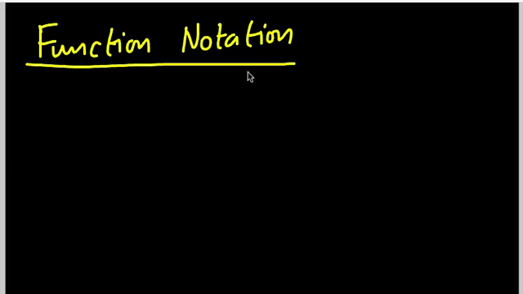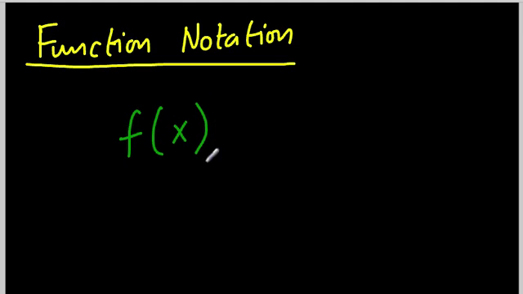In this video, we're going to go over some really important notation for functions. As we said before, a function is defined as a set of ordered pairs where for each input, we only have one output. So let's go over the notation for this.